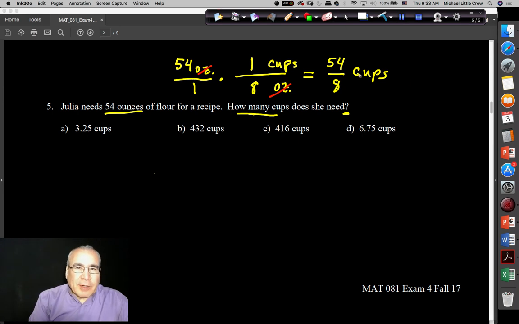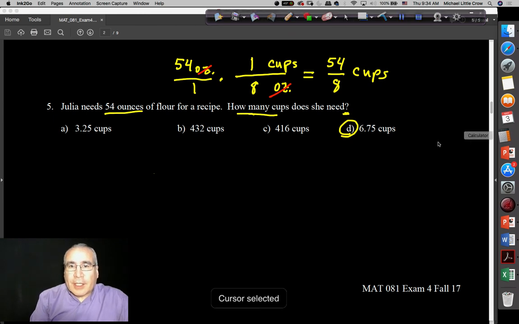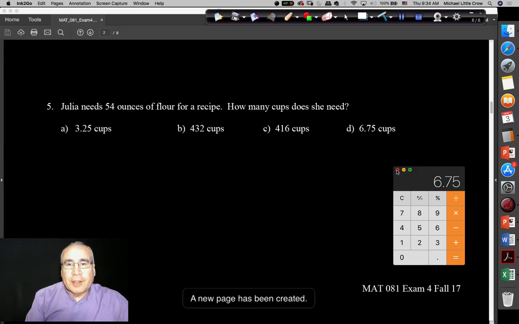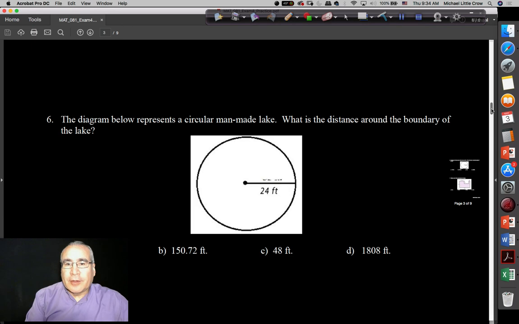You could roughly estimate that's going to be almost 7 cups. I think if it was 56, it'd be exactly 7. So you could kind of say, well, it's got to be D, because that's the closest one to 7 cups. However, you could also just put it into the calculator. 54 divided by 8 is going to give you 6.75. So that's how that one works. Let's clear off the screen, move to the next problem, keep things going.